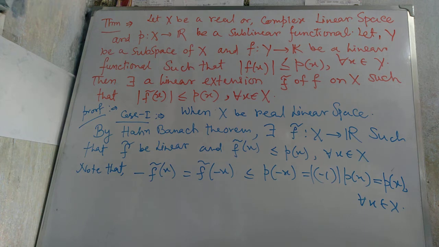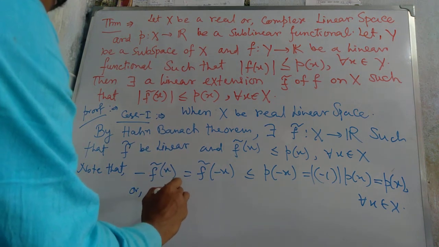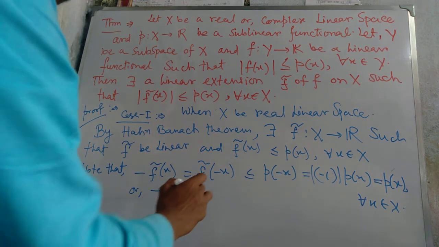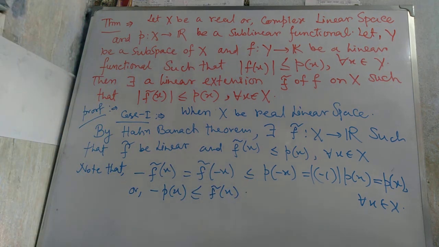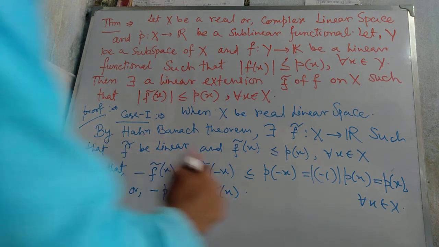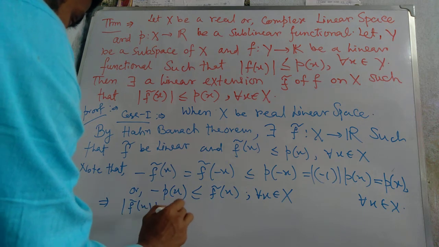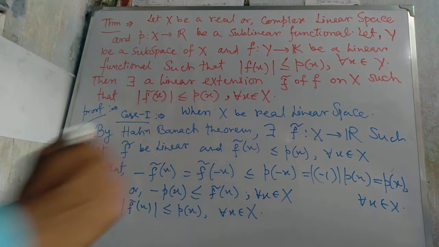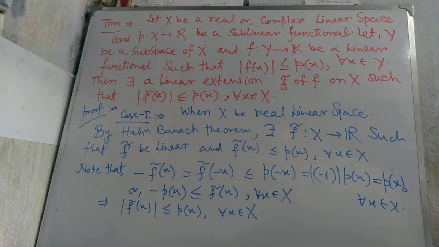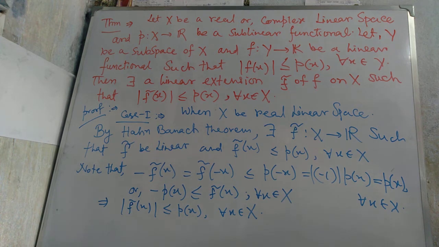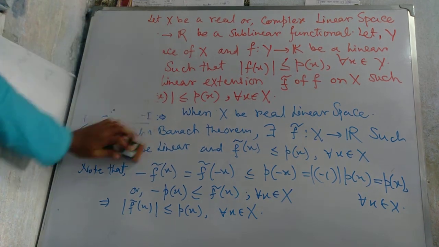Then what happened? Then obviously minus p x is less than or equal to f delta x for all x belongs to X. This implies that norm of f delta x is less than or equal to p x for all x belongs to X. So we here see that norm of f delta x is less than or equal to p x, and obviously we also get one extension and we do this one. Next we discuss case 2. We erase all portion.